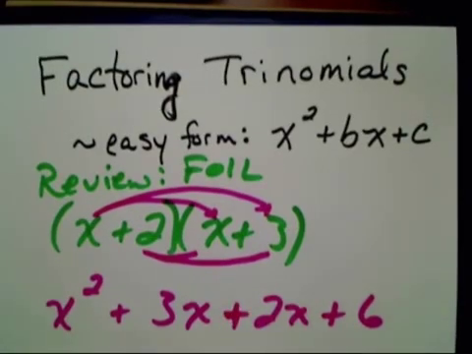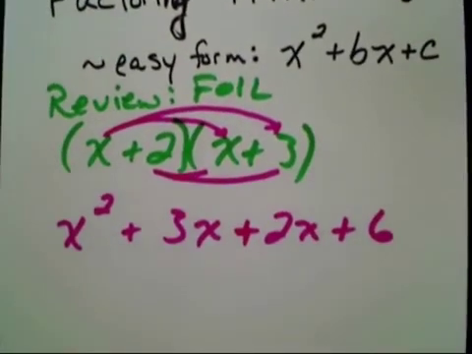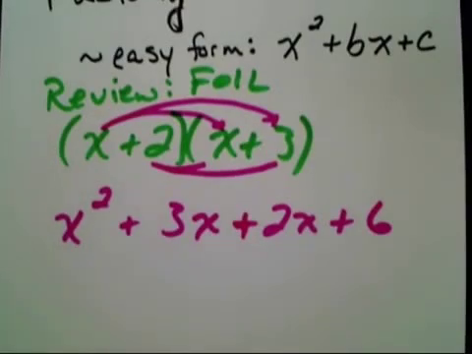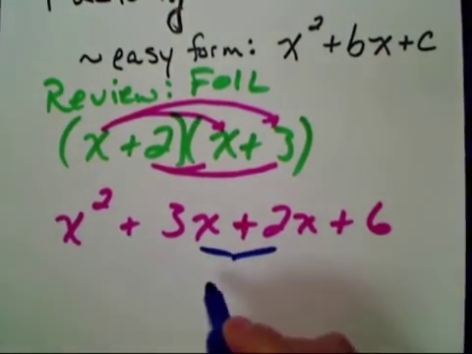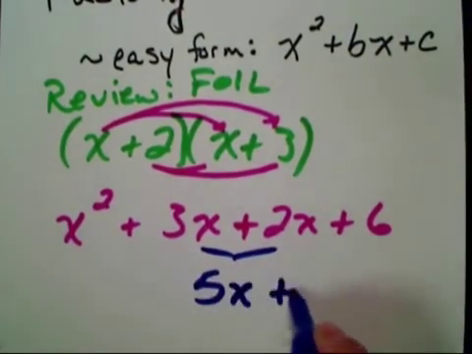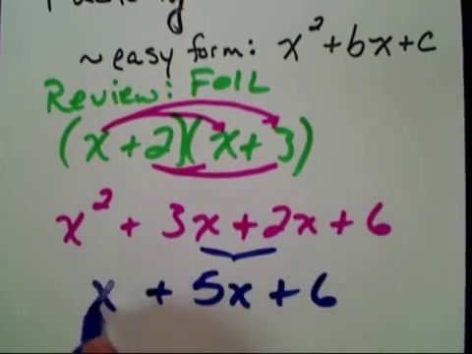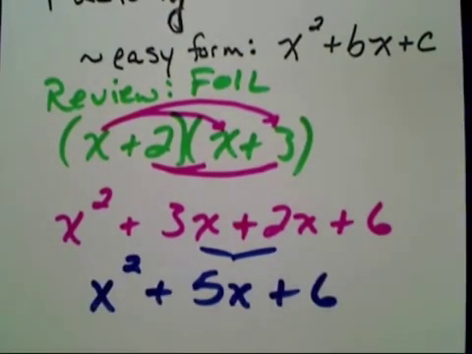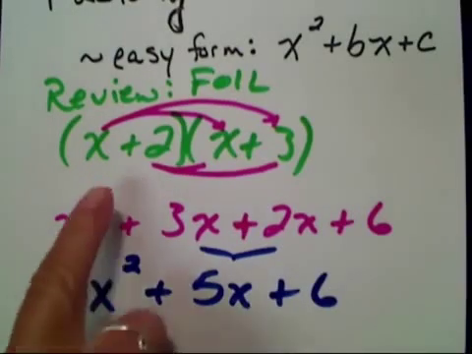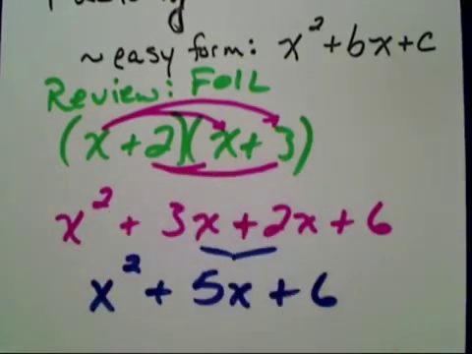And then we noticed that the middle terms, the O and I of FOIL, were like terms. And so we then combined them and said, 3x plus 2x would give me 5x. Plus 6 comes along, the x squared comes along. So what's happening this week is we're starting with the x squared plus 5x plus 6, and we want to rewrite it as this product of x plus 2 and x plus 3.